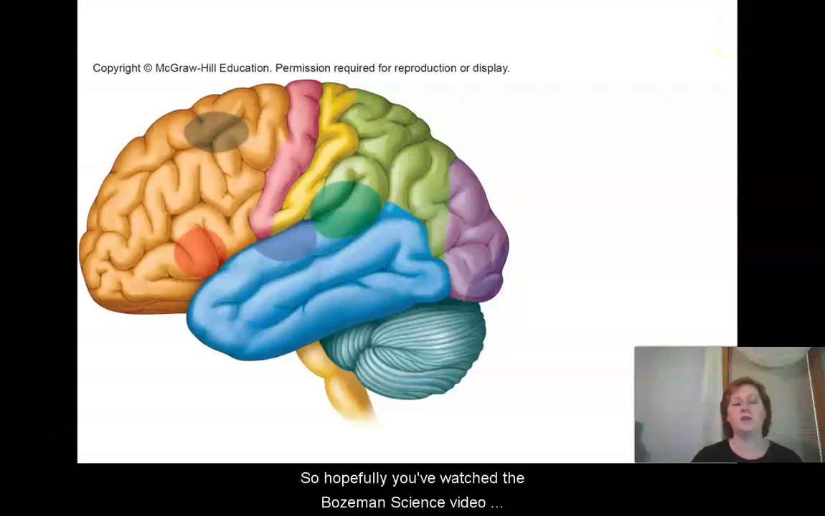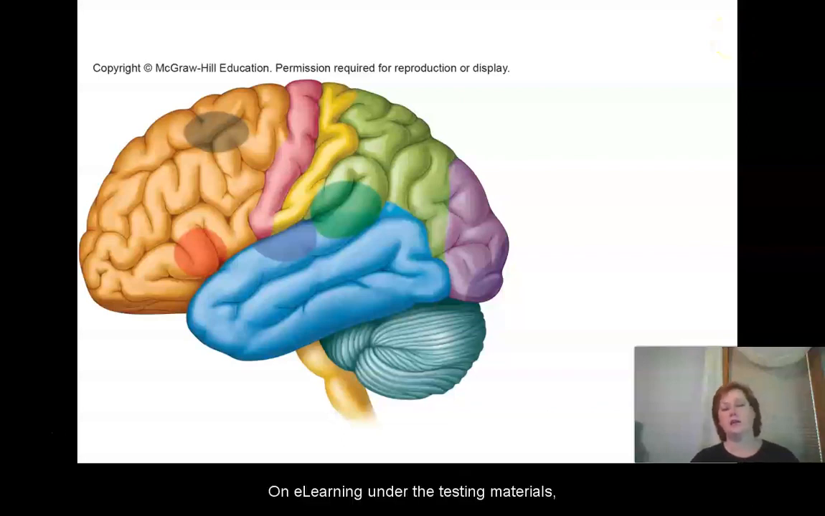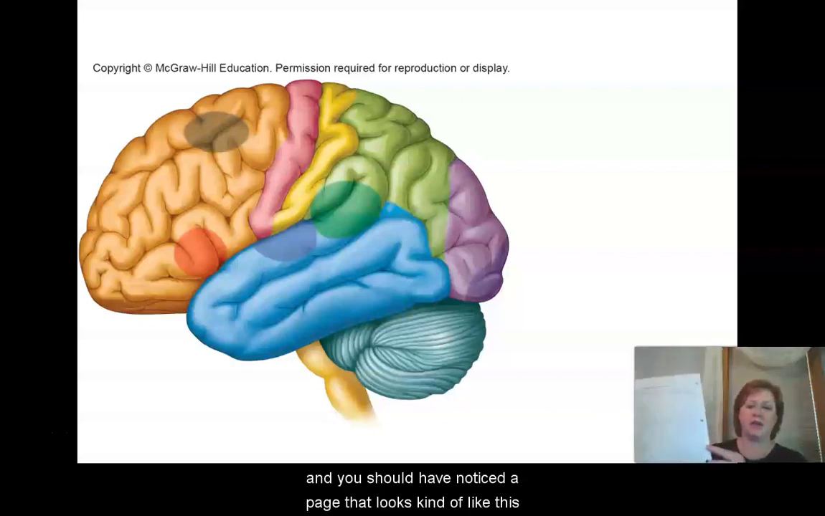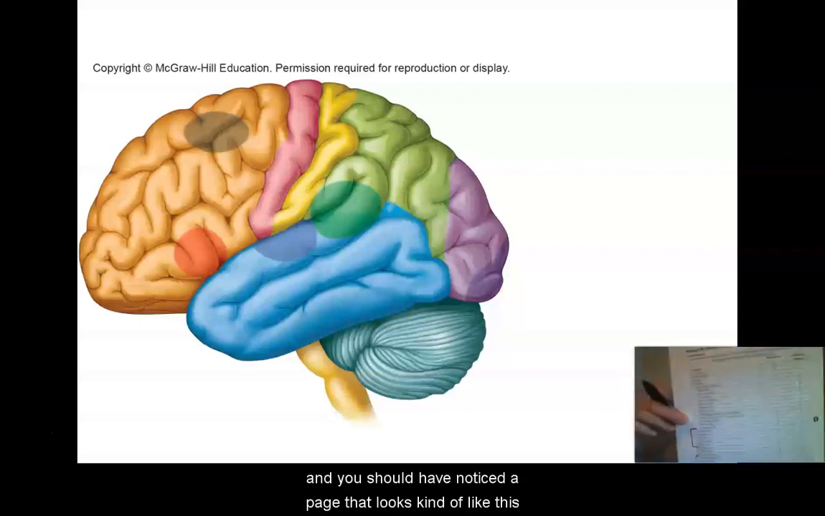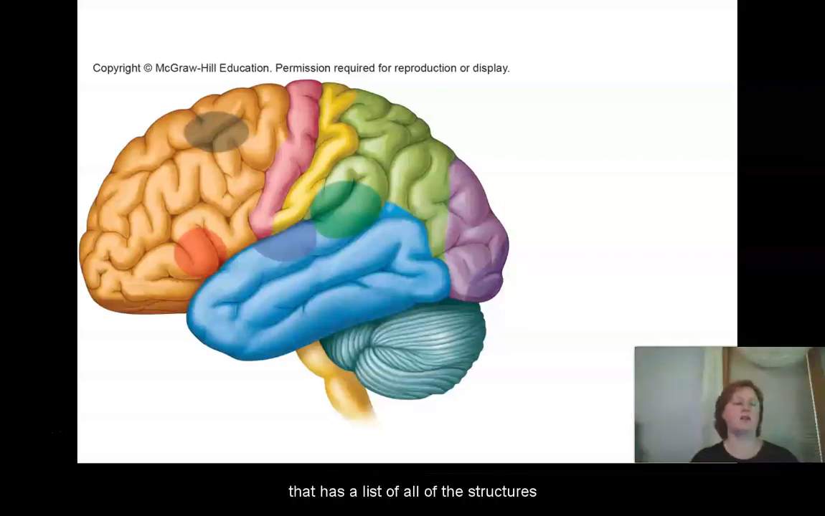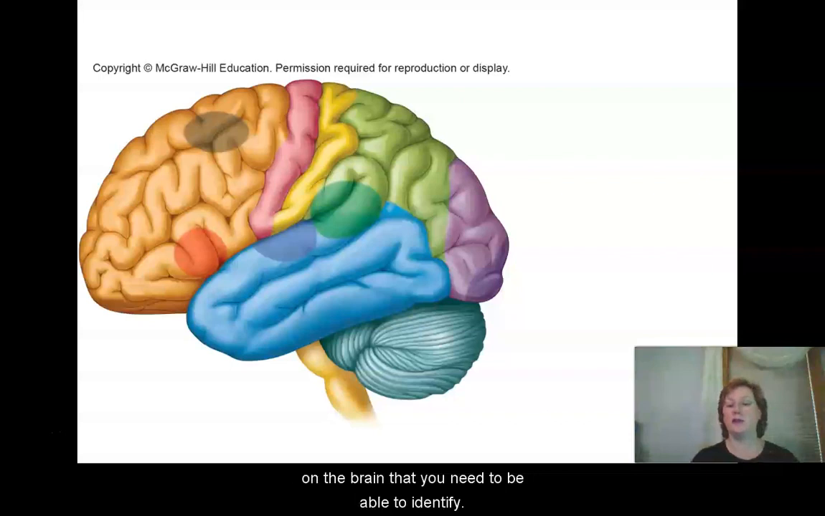So hopefully you've watched the Bozeman science video that goes over the different structures in the brain. On e-learning, under the testing materials, hopefully you went over the outcomes and objectives, and you should have noticed a page that looks kind of like this, that has a list of all of the structures on the brain that you need to be able to identify.